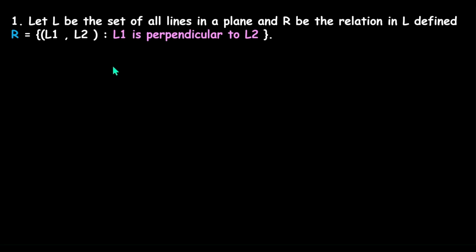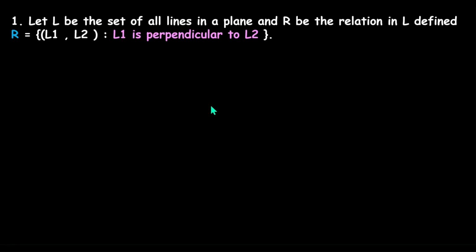Hello everyone. Let's take some geometrical examples on equivalence relations today. So the first example that we're going to take is, let's say we have a relation, let L be the set of all lines in a plane and relation R be defined in L as L1, L2 if L1 is perpendicular to L2. So we have to check the equivalence of this relation.